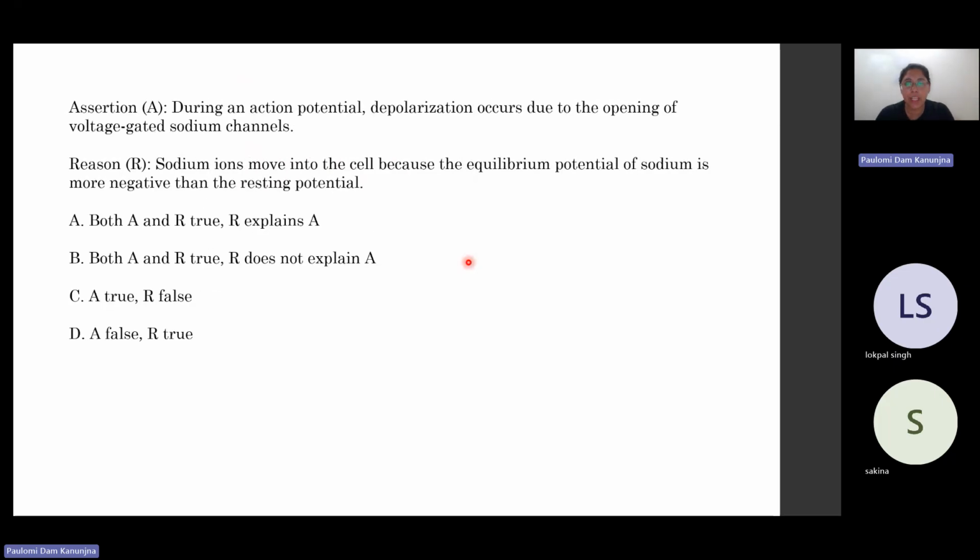Great, fantastic. Okay, during an action potential, depolarization occurs due to opening of voltage-gated sodium channels. Sodium ions move into the cell because the equilibrium potential of sodium is more negative than the resting potential. Just try to imagine in terms of the concentrations or the flow of ions.